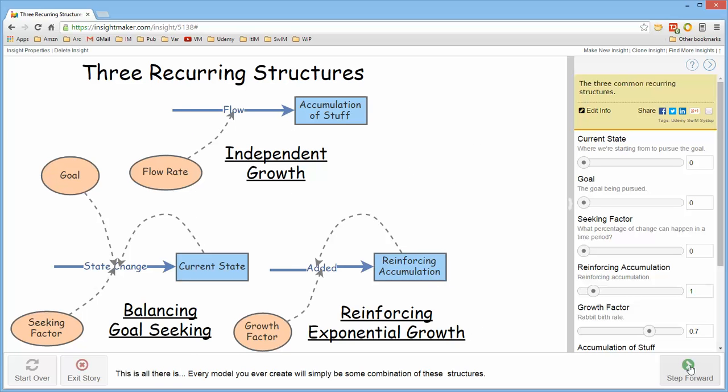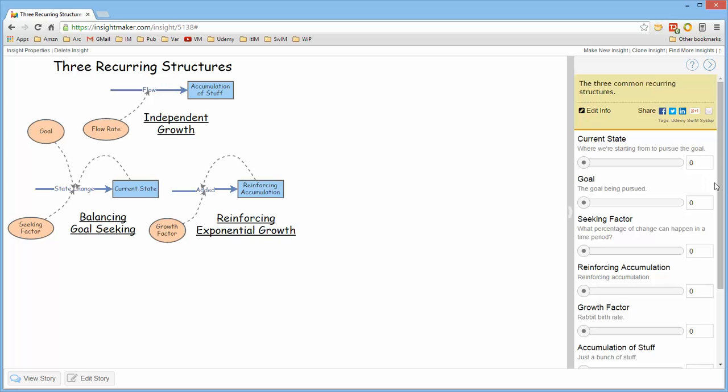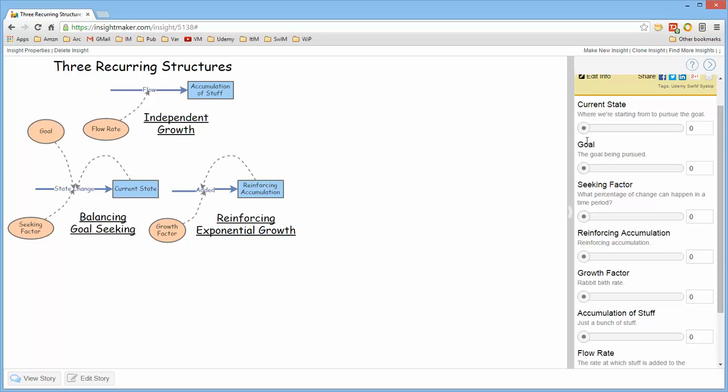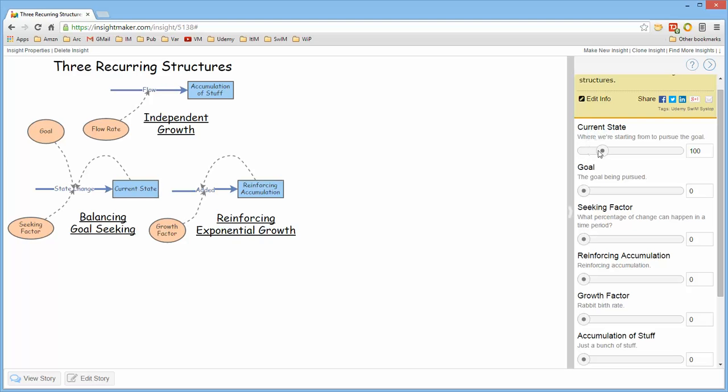Now, if you did not work with these individual structures in the last three sections, I would encourage you to go to the resources segment of this particular lecture and access this model and work with these three structures. Go ahead and you can exit storytelling, and there are parameters here that you can set for the independent growth, balance seeking, and reinforcing structure. And when you set them, the current state, and the goal is 700, and the seeking factor is 0.05.